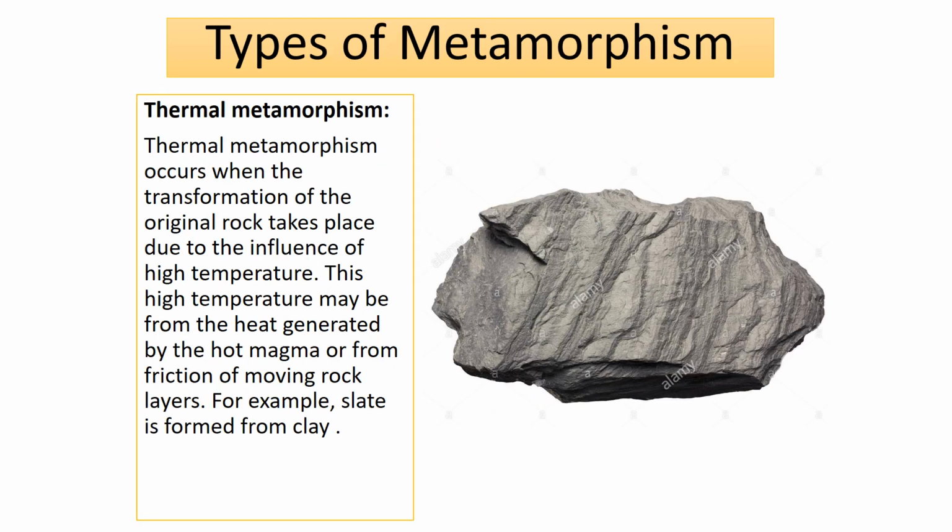Now we start with types of metamorphism. The first one being thermal metamorphism. Thermal metamorphism occurs when the transformation of the original rock takes place due to the influence of high temperature. This high temperature may be from the heat generated by the hot magma or from friction of moving rock layers. For example, slate is formed from clay when it is subjected to high temperature.